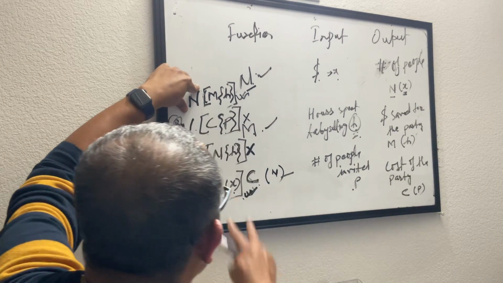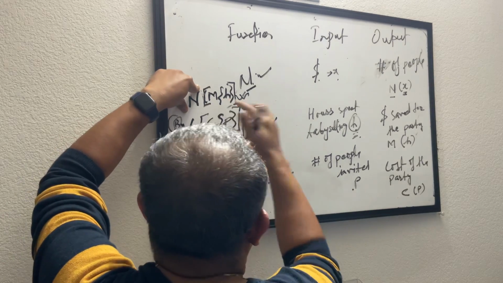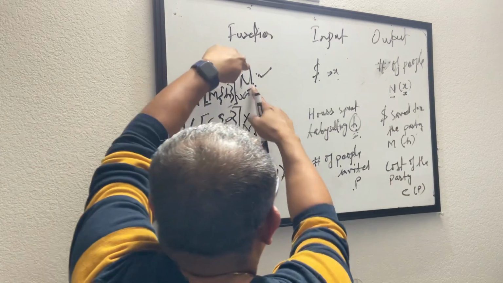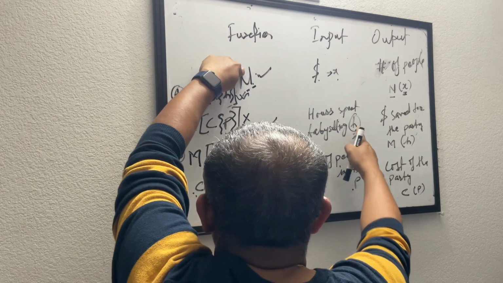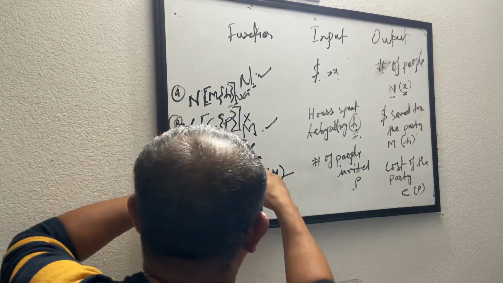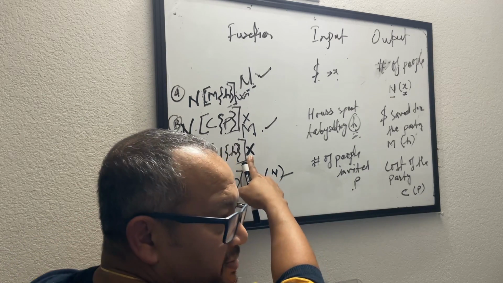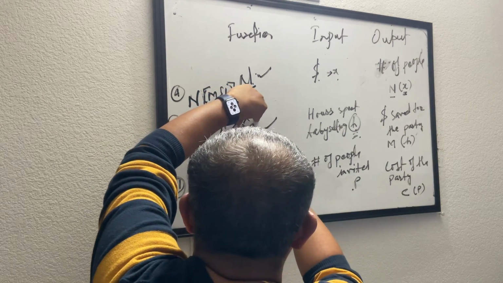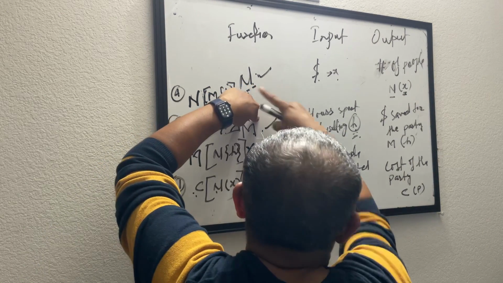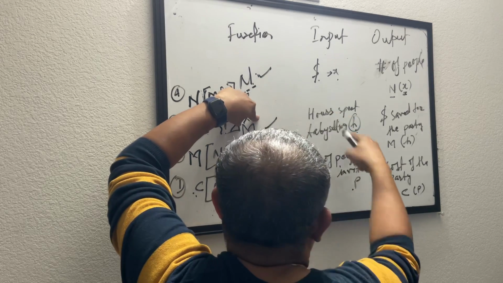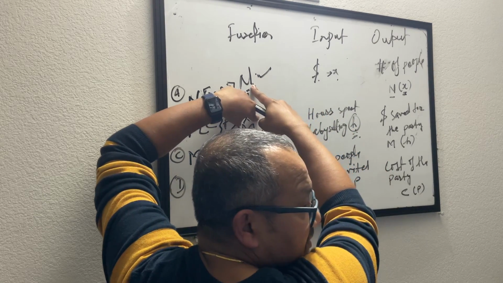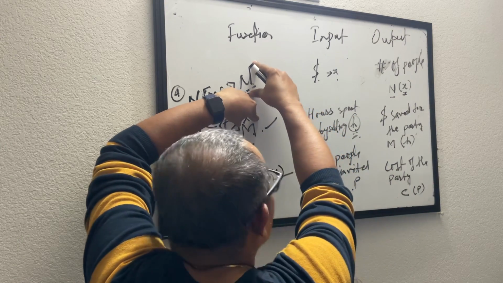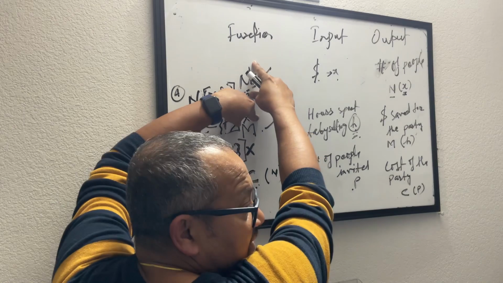How many people can I invite? Depending on how much money I have. This is a straightforward, relatable situation: N of M of H. This is fine. This one I'm ruling out immediately because I don't want to break my head with it. N of how much money I have is a function of N of H. N and H have no relationship. How many hours of babysitting I have done doesn't help me directly decide how many people I can invite.